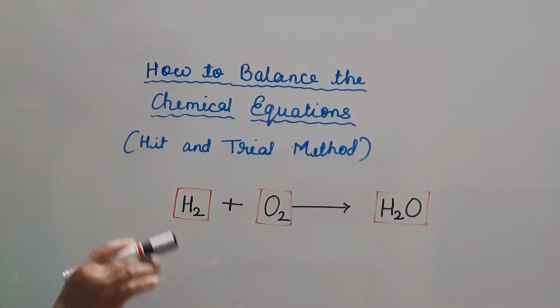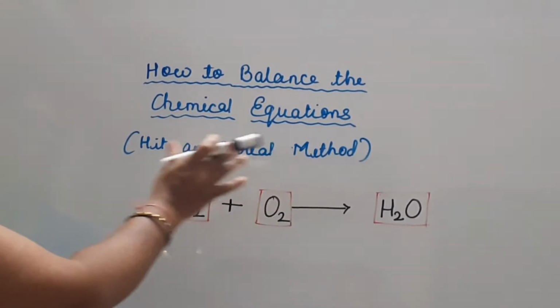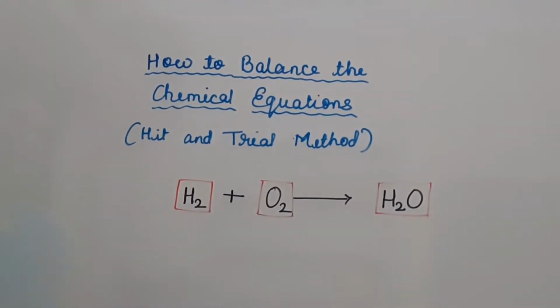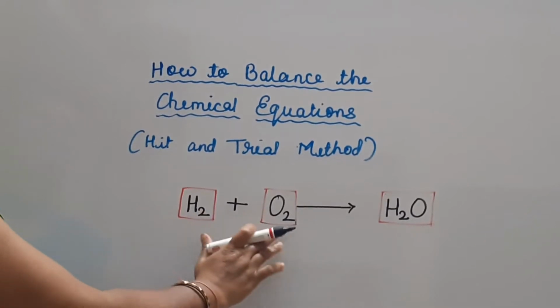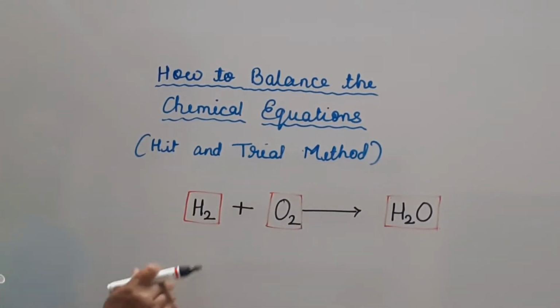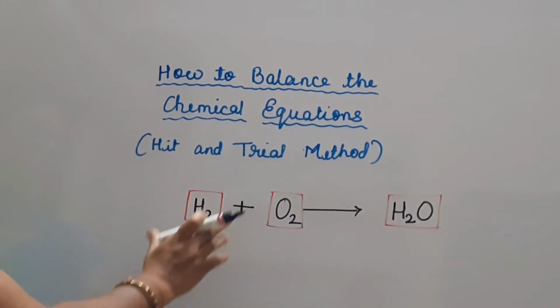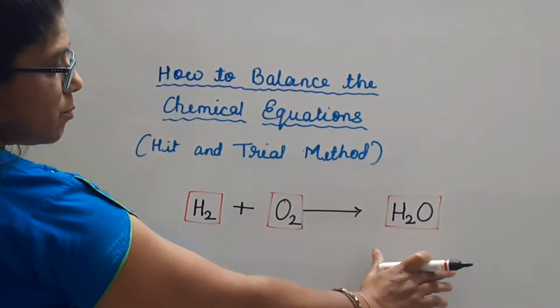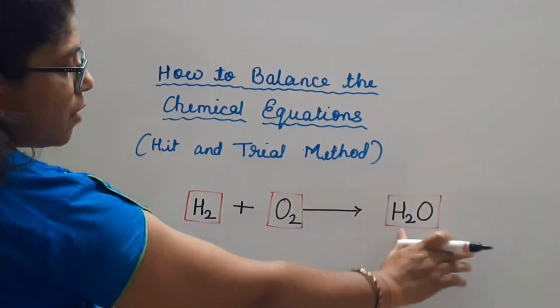There is no particular method to balance the chemical equations, so we call it the hit and trial method. Let us see one simple example. Hydrogen plus oxygen forms the water molecule. Now what our law of conservation of mass says is that the number of atoms of each element entering the reaction must be equal to the number of atoms of the same element after the reaction.